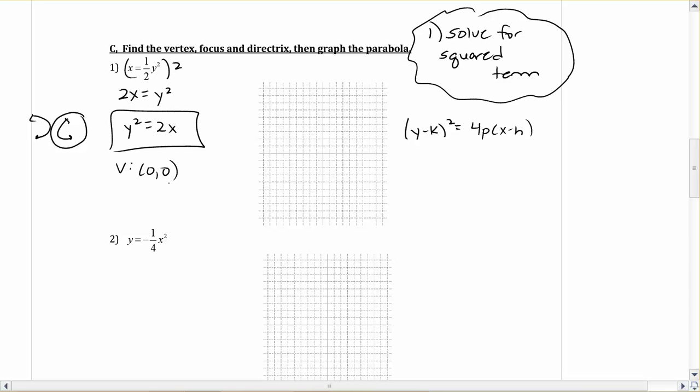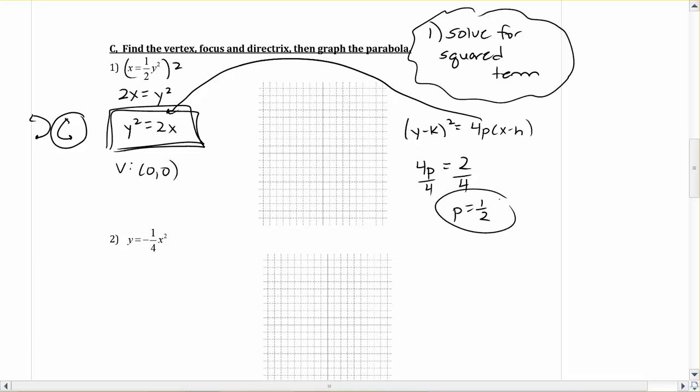In order to find the focus and directrix, I need to find the p-value. Here was my original equation, and I'm working backwards. Somehow, from this equation, 4p gave me that number 2. So 4p in my general equation became the number 2. What would my p-value be to make that work? If I solve for p and divide by 4, I get p is 1/2. So I've just determined that the p-value is 1/2. That is the distance from the vertex to the focus.